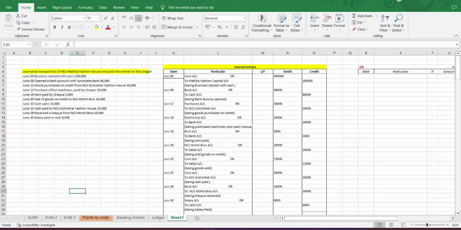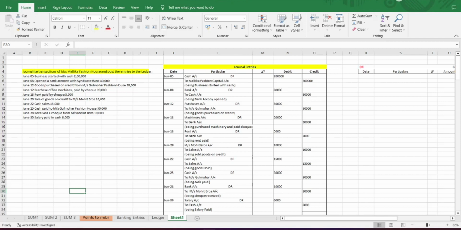Next, on June 18th, rent paid by check rupees 5,000. Here again rent is an expense, it is debited, rent account debit to bank account 5,000. Next, June 20th, sale of goods on credit to Mohit Brothers, rupees 10,000. Here we are making a sale, so it is again a credit sale. We are mentioning our debtors here. Mohit Brothers account debit to sales account for rupees 10,000.